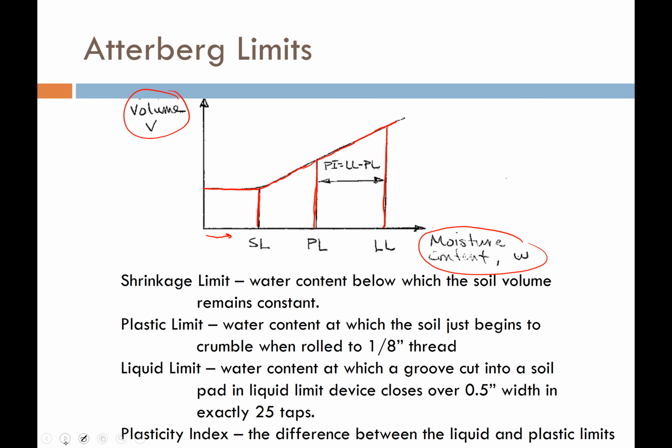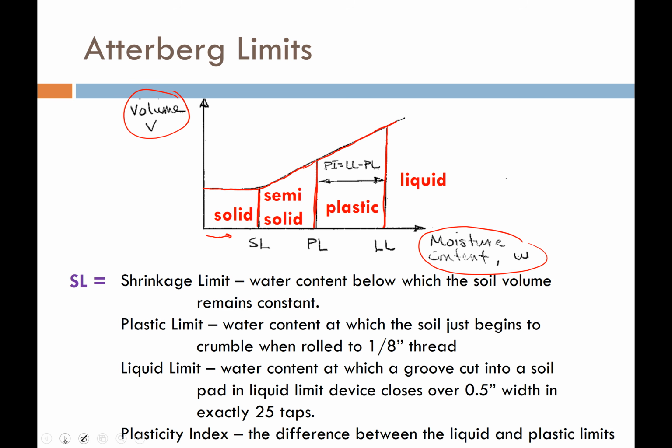So the first consistency state is that of a solid, and then that of a semi-solid, that of a plastic, and finally that of a liquid. So the boundary that defines the zone between the solid and the semi-solid state is what we call the shrinkage limit, or SL. And so below this water content, the volume of the soil remains constant.